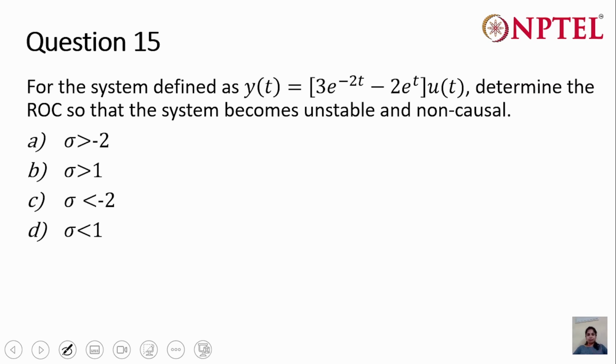Now we have a system y of t is 3 e power minus 2t minus 2 e power t into u of t. Determine the ROC such that the system is unstable and non-causal. So with this y of t, you have to find y of s, and say the ROC for that y of s such that the system is unstable and non-causal.